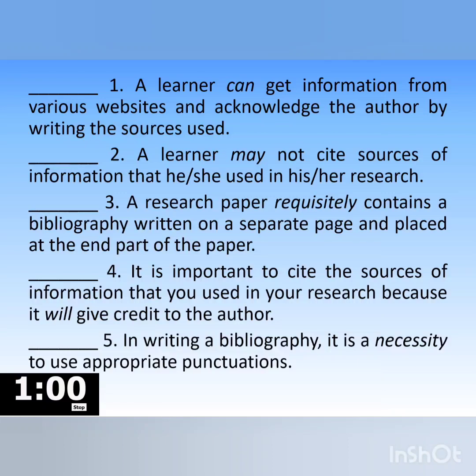Number 3. A research paper requisitely contains a bibliography written on a separate page and placed at the end of the paper. Number 4. It is important to cite the sources of information that you used in your research because it will give credit to the author. And number 5. In writing a bibliography, it is a necessity to use appropriate punctuations. The timer starts now.